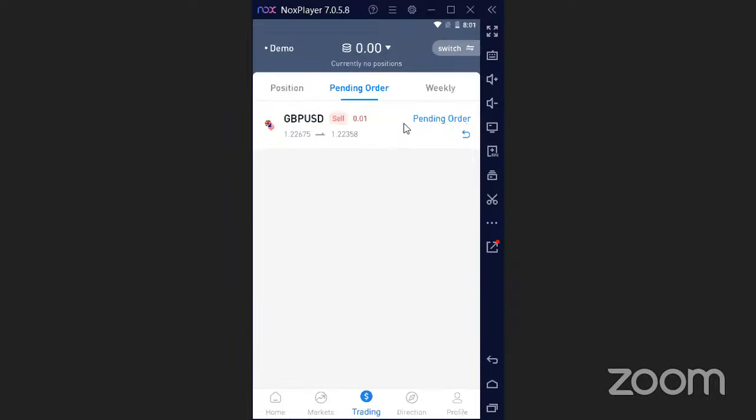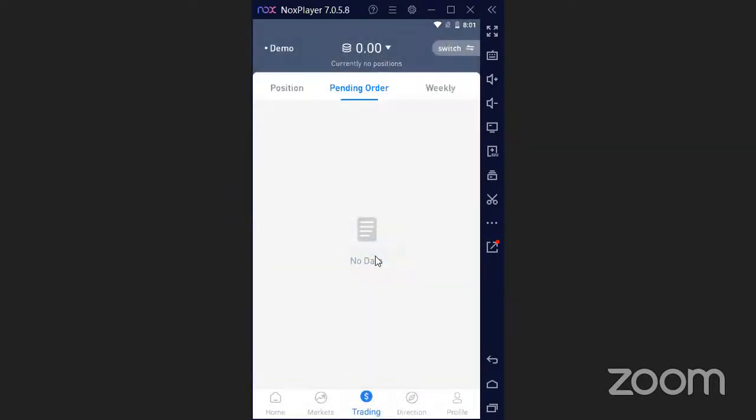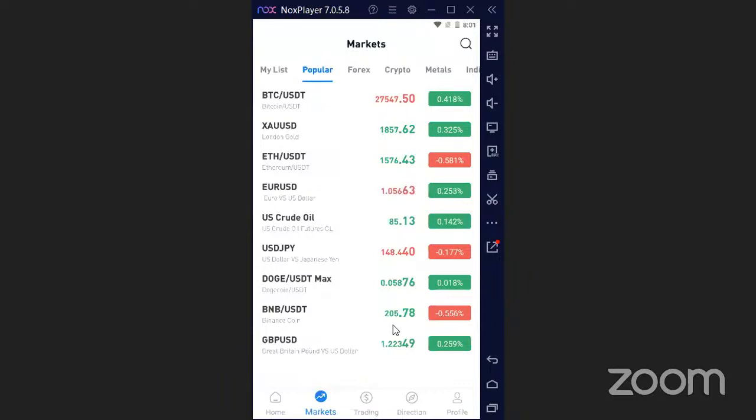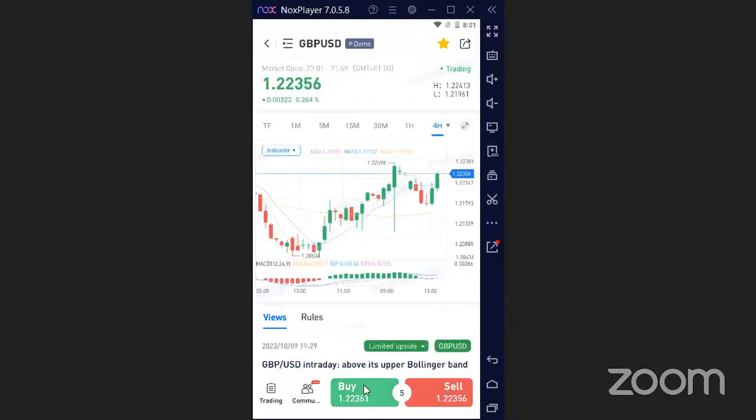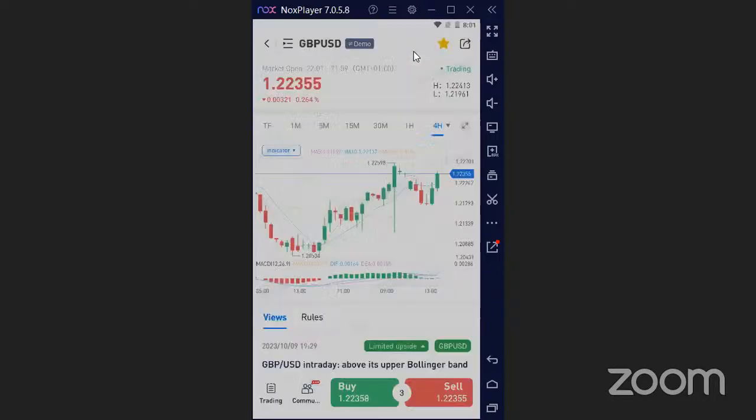In case the market doesn't get to that point, and maybe the signal provider tells you to cancel the trade, just click here, and you see, are you sure you want to cancel? Then confirm, and you see it's cancelled. So guys, that is how to set a sell limit. If you want to set a buy limit, it's very easy. Just do the opposite. Instead of sell, click on buy, then come to your pending order, set your entry point, set your stop loss and your take profit. So that is how to set your buy limit and your sell limit.